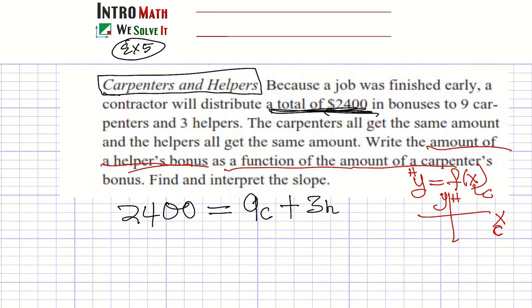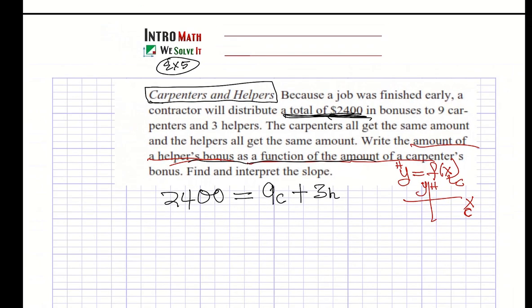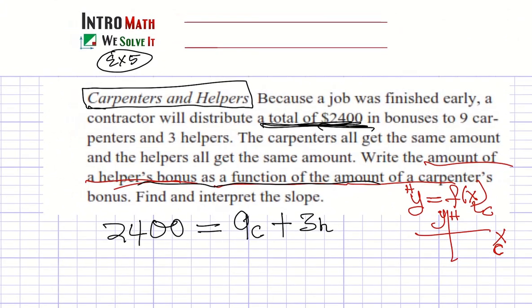But I like to do it in X and Y. Carpenters will be X and helpers will be Y, because it says helpers is a function of carpenters. Let me remove C and H and put the variables I like to work with. You can work with whatever you want. I like to work with X and Y. Let me clear that out. Carpenters will be X.